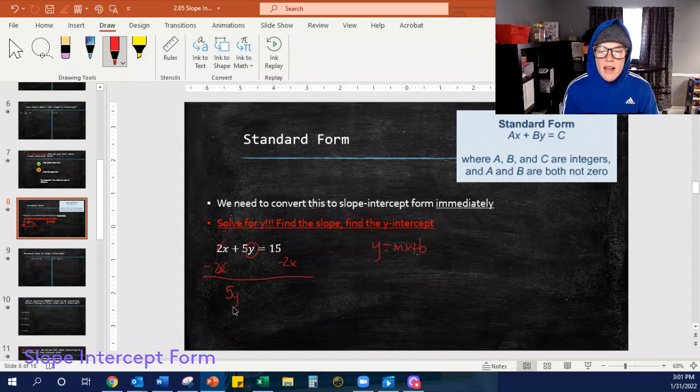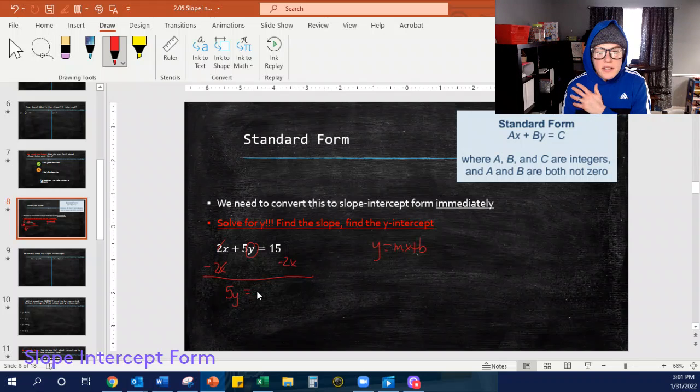And then we've got 5y equals, now, I can't do 15 minus 2x. Those are not like terms. I can't add them and I can't subtract them. I can't do anything with them except reorder them, because of the commutative property, which says that I can add numbers any way that I want to. It doesn't matter as long as I add them.